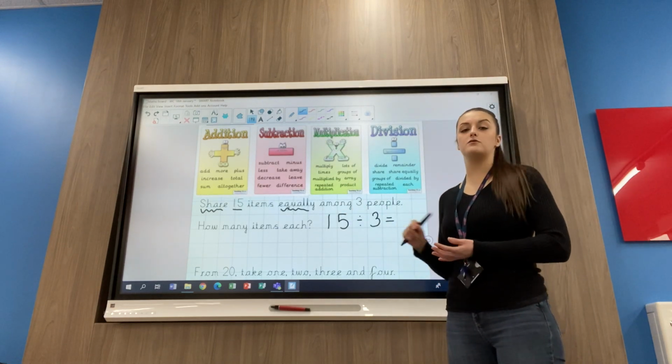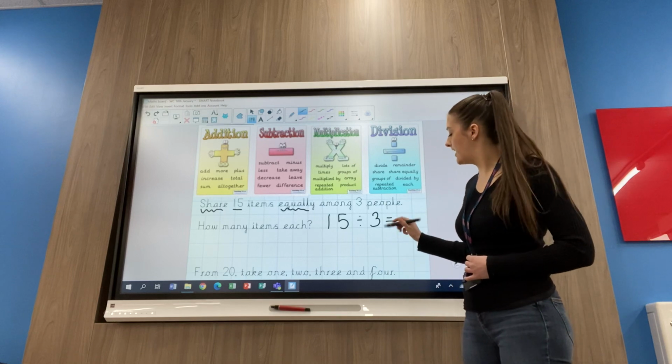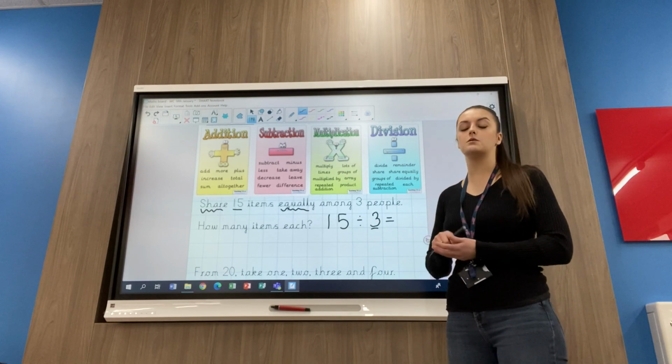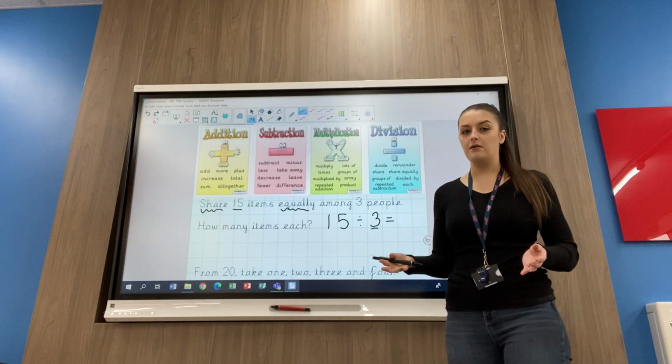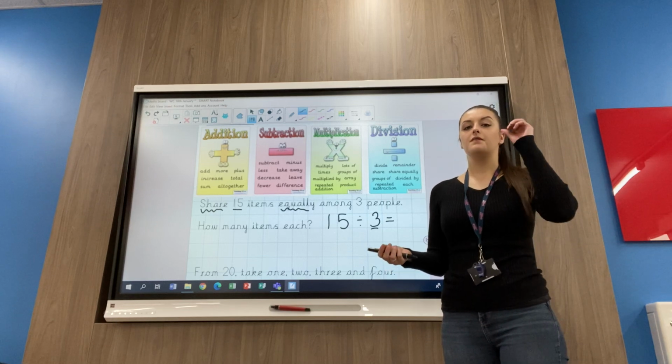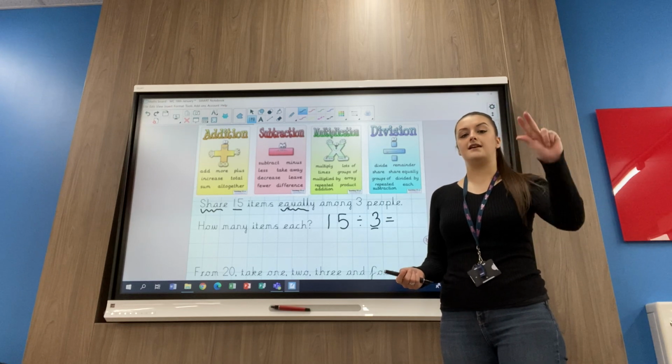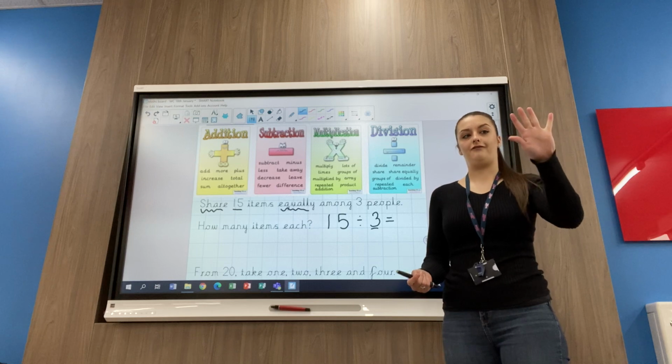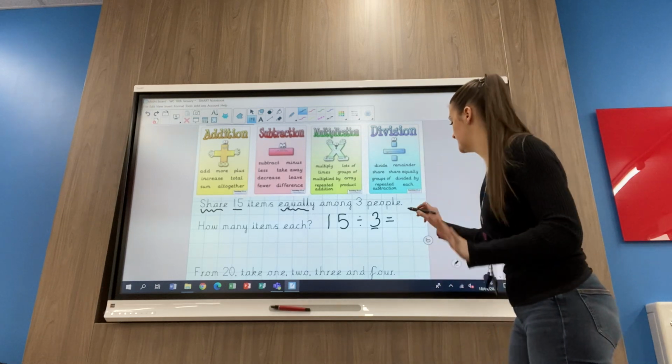Now, lots of you will be able to work that out straight away because you'll be able to count in your 3s up to 15 to work out your answer. Can you count in your 3 times table with me? 3, 6, 9, 12, 15. So we've got our answer, it's 5.